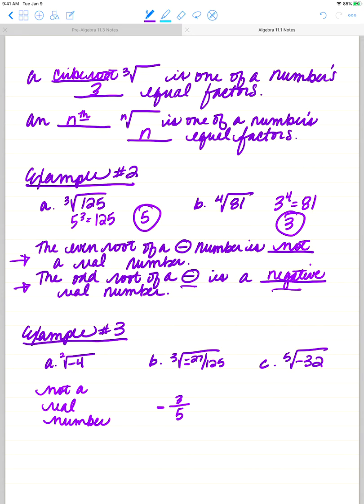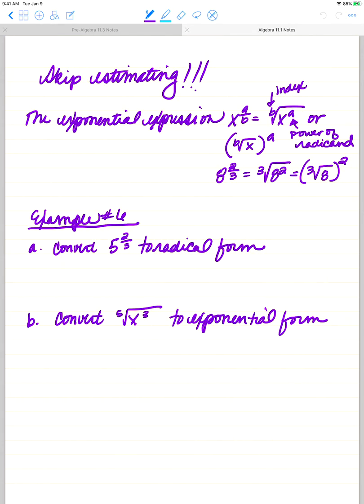And then C is, what is the fifth root of negative 32? So again, that's an odd root of a negative, so we know we're going to end up with a negative number. What do we multiply by itself 5 times to get 32? Negative 2 to the fifth is negative 32. So negative 2 is the fifth root of negative 32. Okay, we are skipping the estimating part, so we're moving past example 4 and example 5.